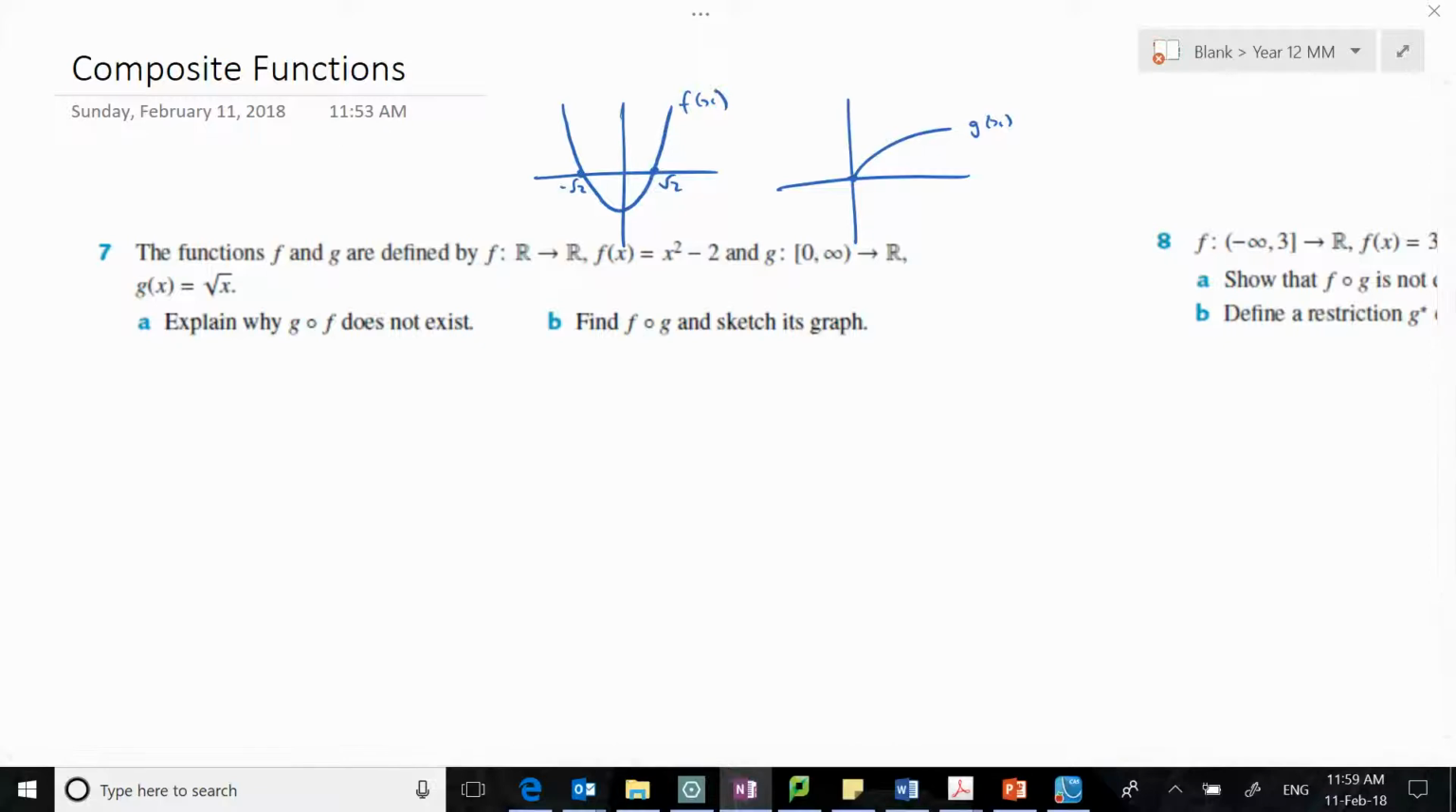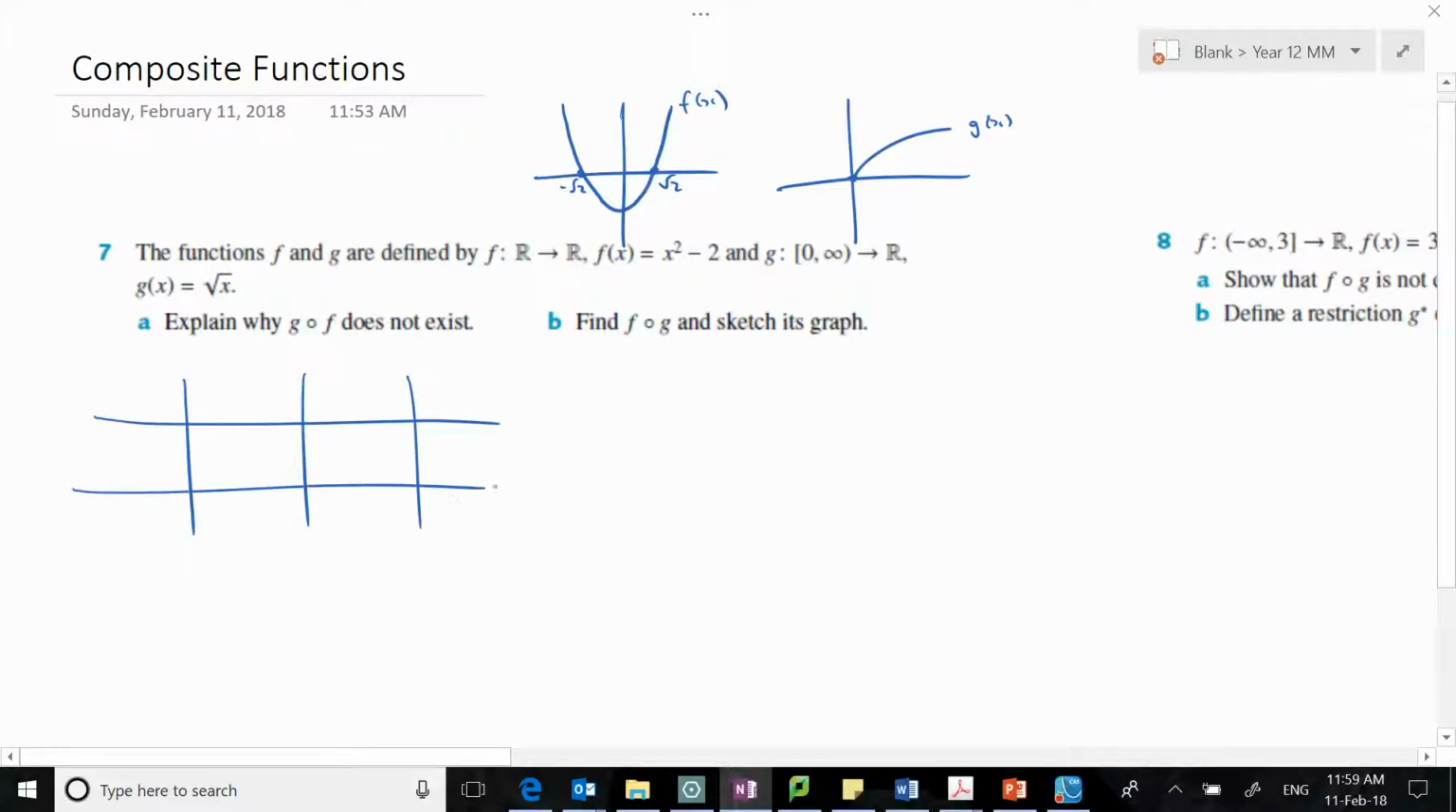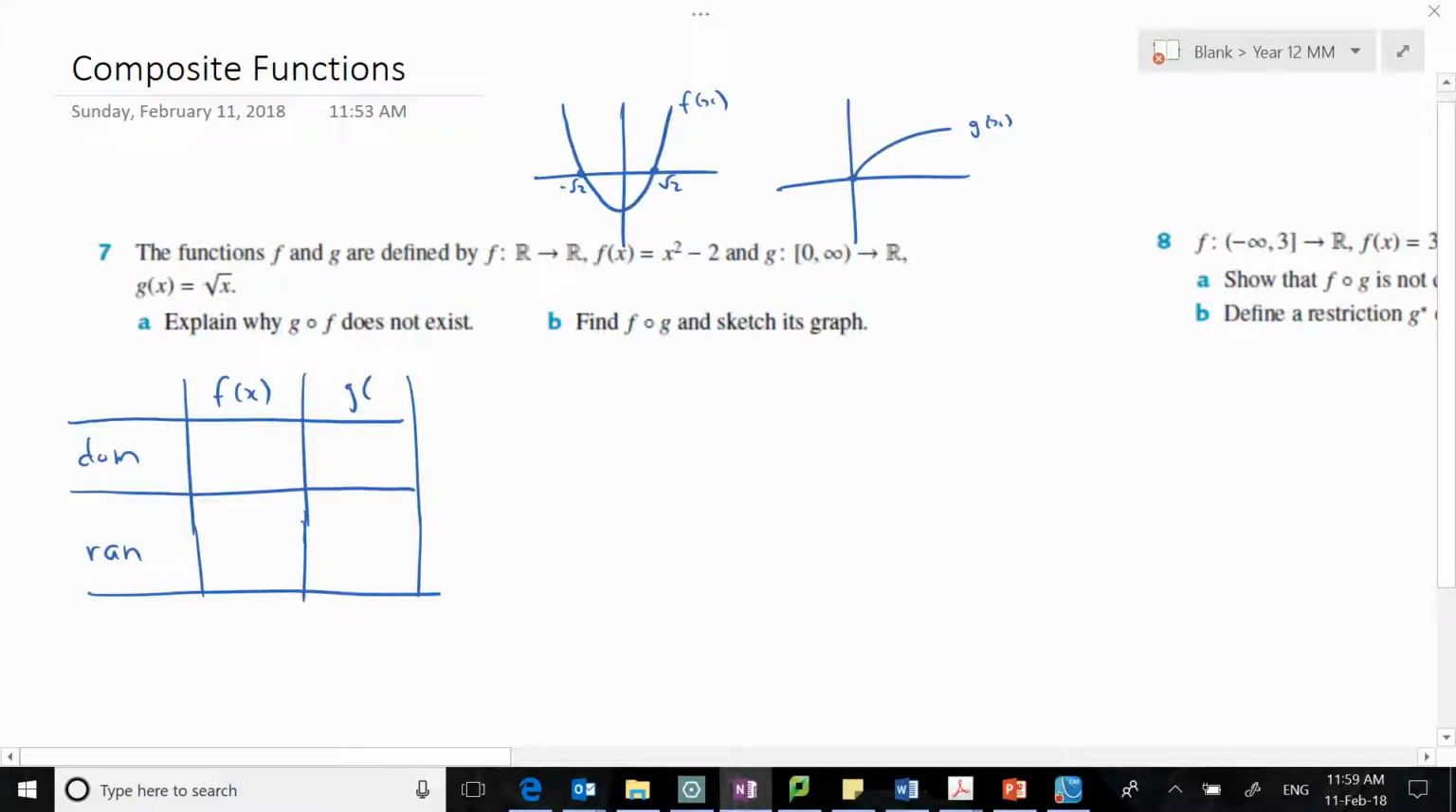Sometimes what I like to do for these kinds of questions, where they say explain why g of f doesn't work or f of g doesn't work, is lay it out as information. Your textbooks may do this as well. You can do this in your SAC as well. It's perfectly fine, nice and ordered. You can say the domain and range, and this is f of x and g of x.